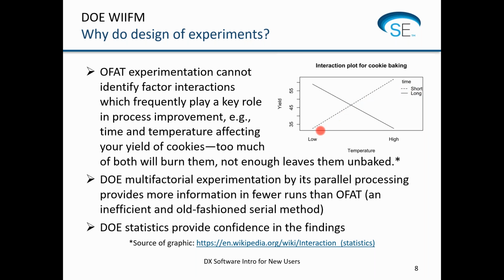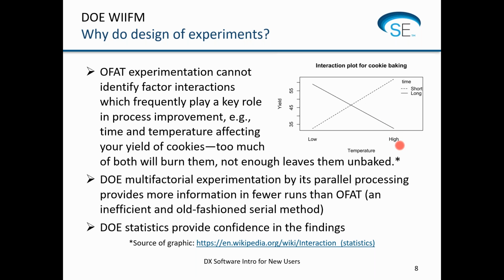So with a short cook time and a low temperature, we have a low yield. That's because we are undercooking some of the cookies. As we increase the temperature, we're getting more and more of them properly cooked, so we actually improve the yield. If we have a long cook time and a low temperature, well, we have good yield, but as we increase the temperature, we end up burning more of the cookies, so our yield falls off.